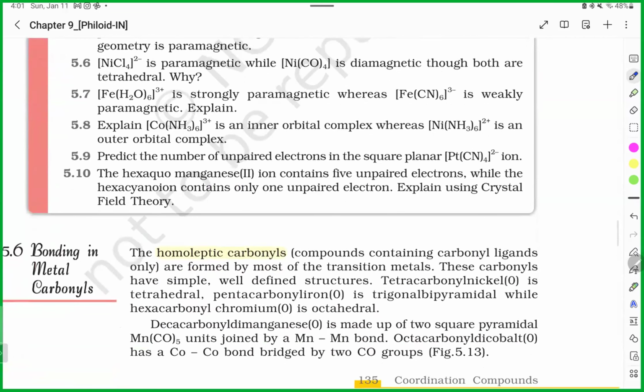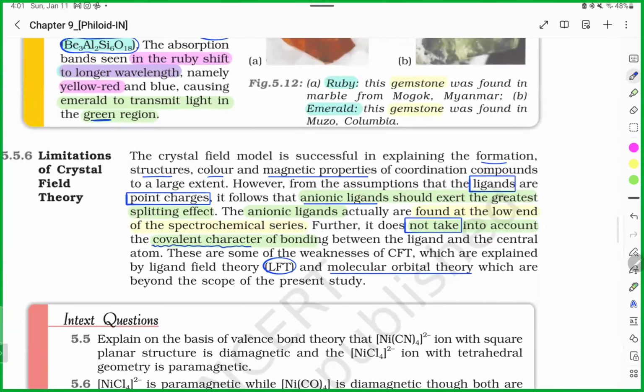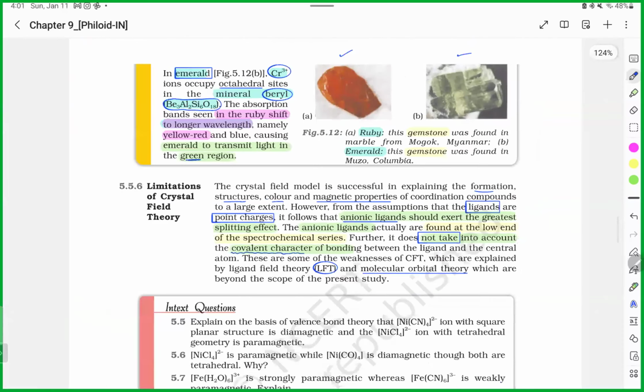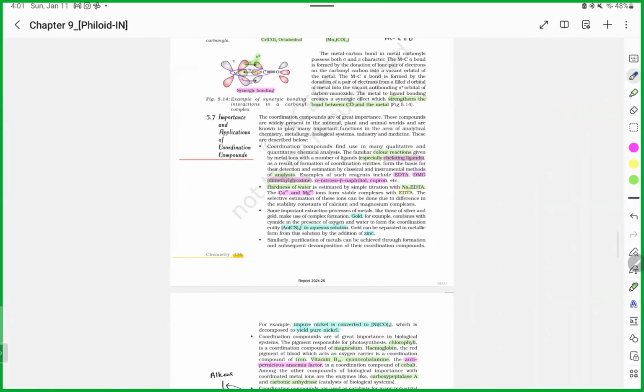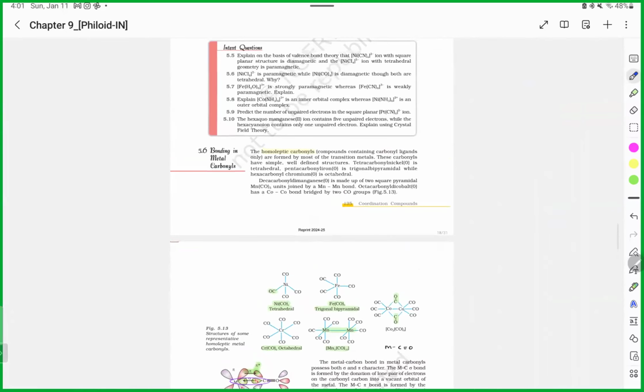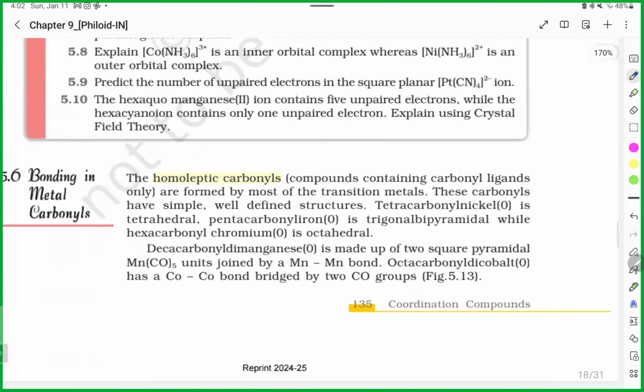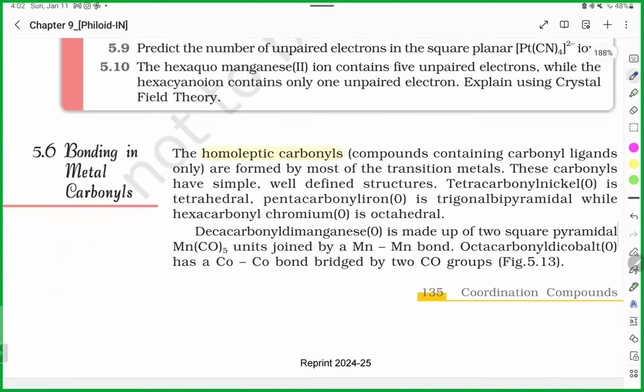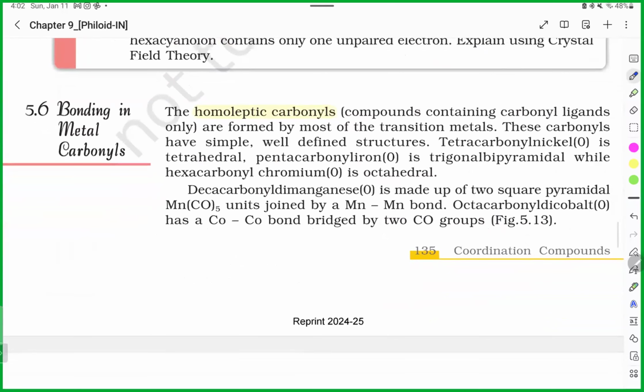Tell me, guys, any doubt? Any doubt? After this, you have just the application part. Everything is done. Tell me, was it extremely difficult to understand crystal field theory? No, sir. No, sir. Okay.